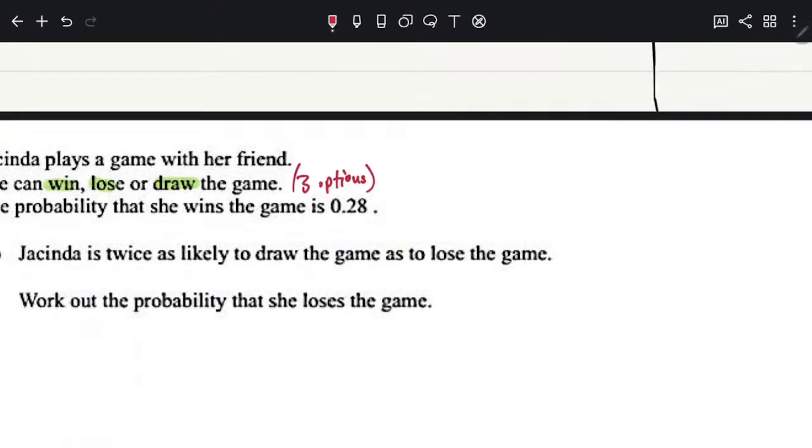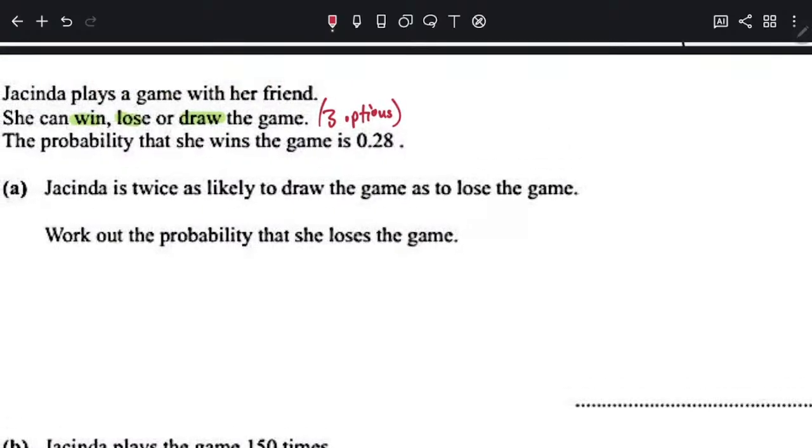All right. Anyway, let's see. We're looking for any hint. Any hint, we'll take it, okay? Probability that she wins the game is this. So we're going to write probability of win is equal to 0.28. But we don't know the probability of lose, and we don't know the probability of draw, because they told us she can win, lose, or draw. So we don't know these other ones.